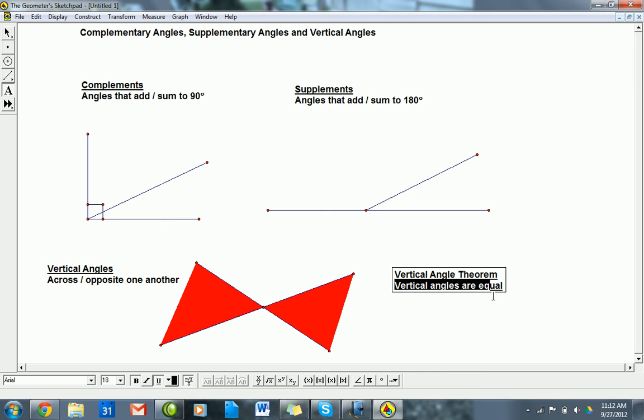And let's get rid of that underline. So basically from this diagram, these two red angles are vertical angles, and by the vertical angle theorem, therefore equal. These two white angles are vertical angles, and by the vertical angle theorem are also equal. Also note, red and white are supplements.